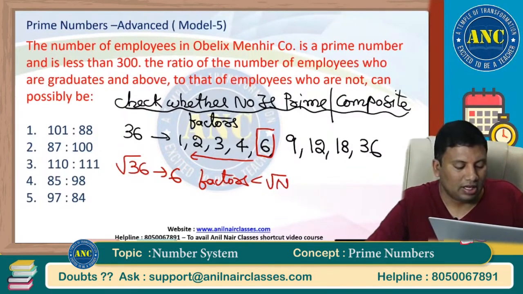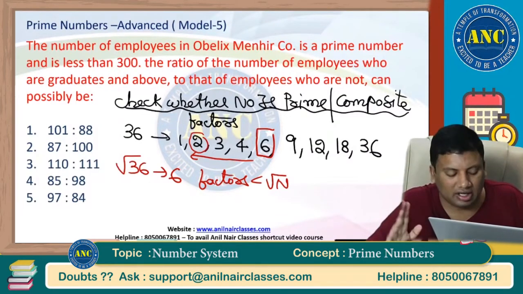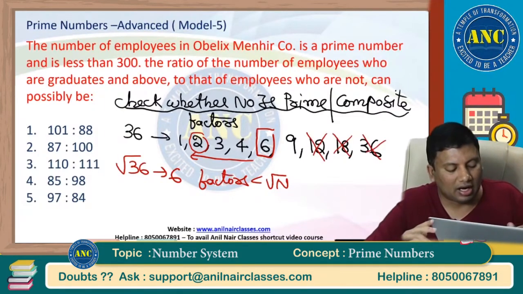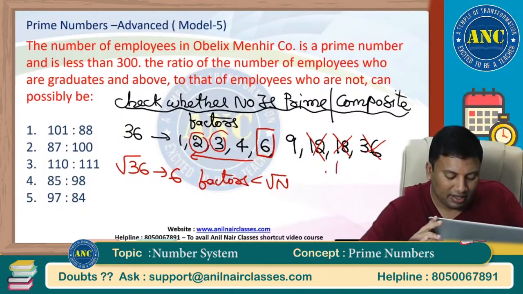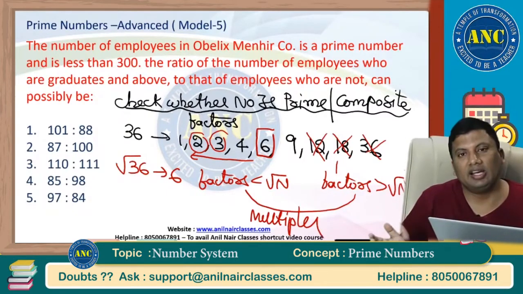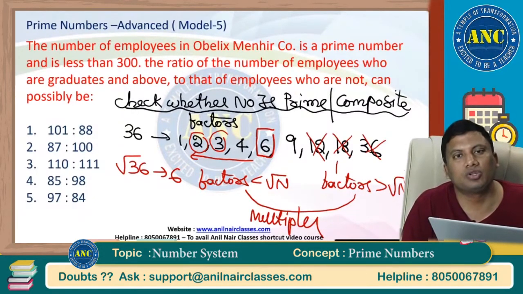Suppose 36 is not divisible by 2. Then it cannot be divisible by 12, 18, 36. Or if 36 is not divisible by 3, it cannot be divisible by any number which is a multiple. Can I say factors greater than the root are actually multiples of factors less than the root? Are you all with me? 9 is a multiple of 3, 12 is a multiple of 2 and 3, 18 is a multiple of 3 and 2, and 36 is nothing but 2 square into 3 square.